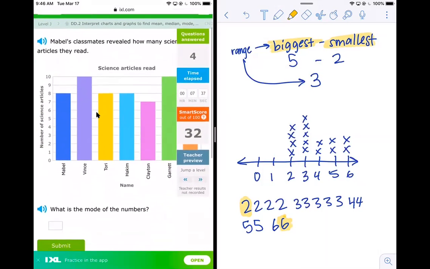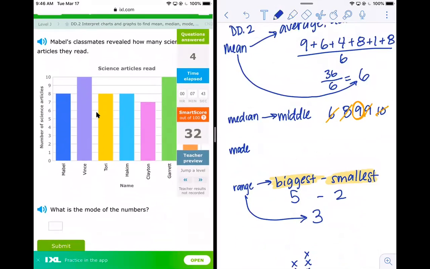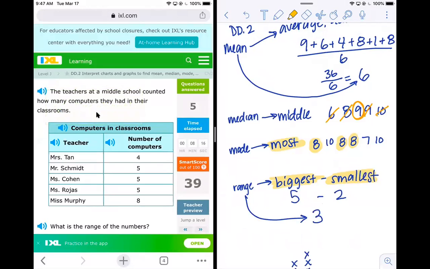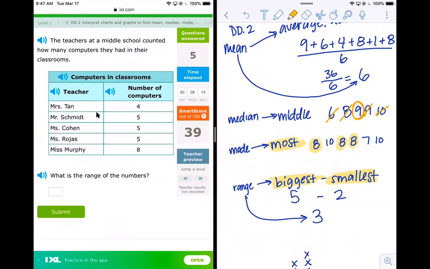All right, so let's go ahead and try this one too. This one finally says mode, and mode is my last one. It means the one that happens the most, right? In this case, Mabel had 8, Vince had 10, Tori had 8, Hakeem also had 8, Clayton had 7, and Garrett had 10. So I'm looking for the number that happens the most, and that would be 8. So 8 is my mode. I'm going to type in 8 here. Go ahead and try those ones, guys, and we'll write it out.